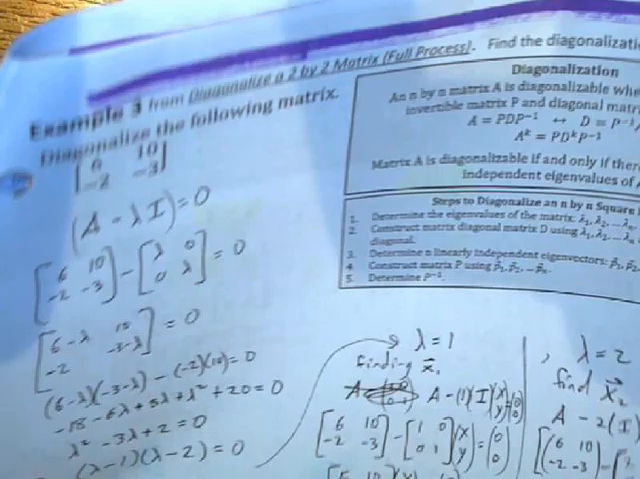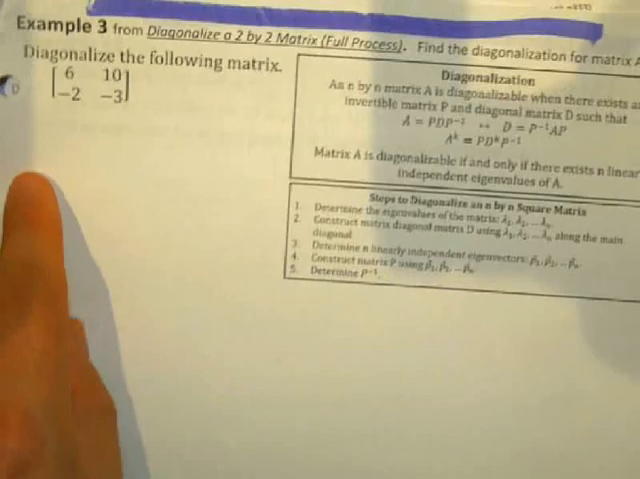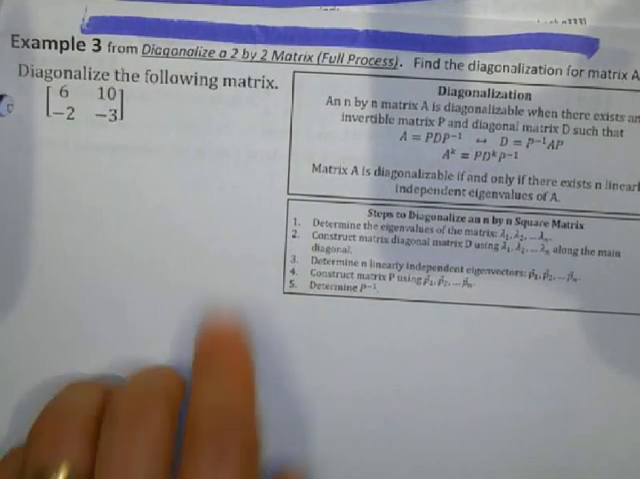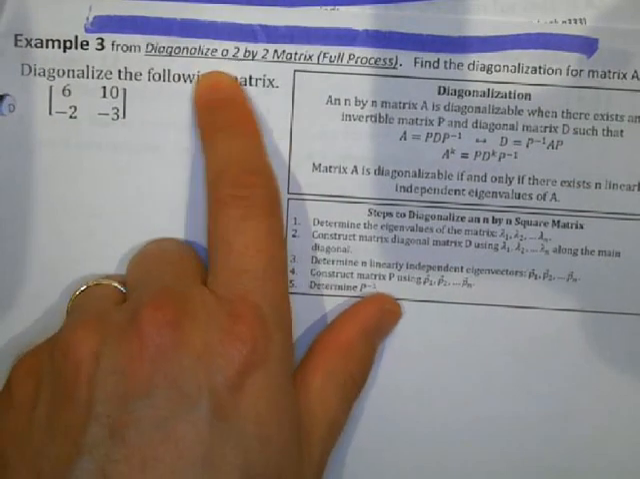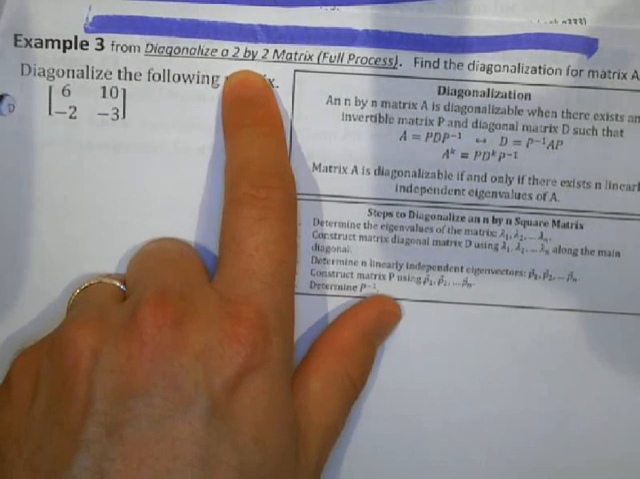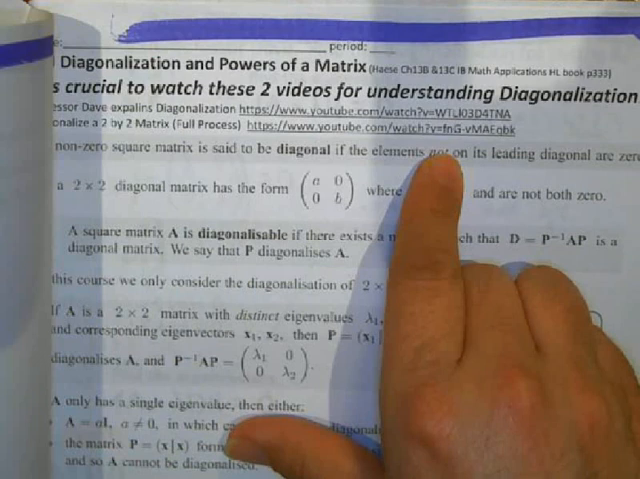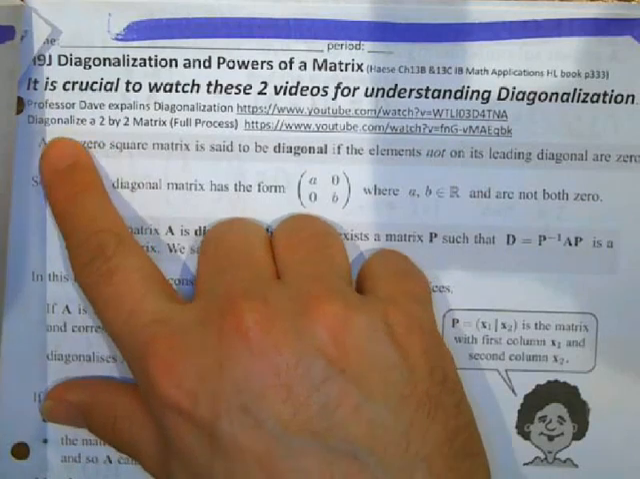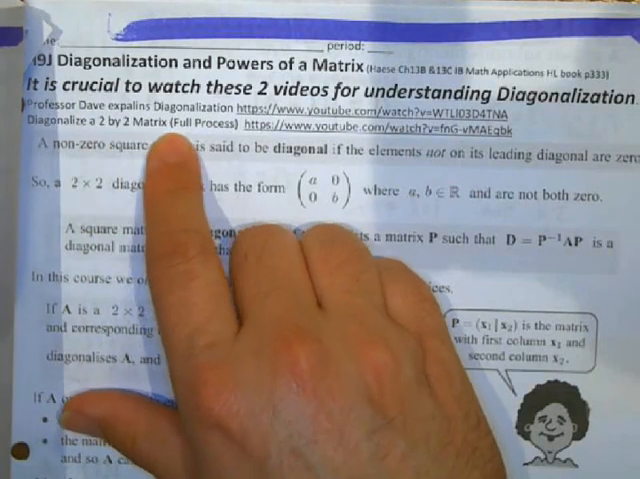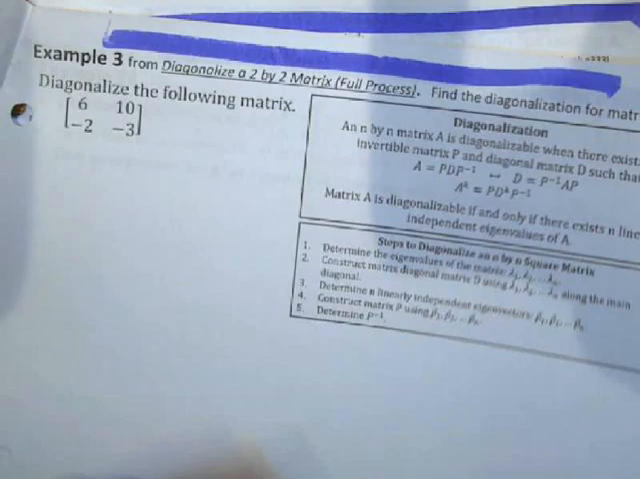Let's talk about example 13 first, because I don't want to waste your time. And that's the one that you don't have a video for. Okay. Example 3, you can watch the video from Diagonalize a 2 by 2 matrix full process, which is here. If this link doesn't work, simply go to YouTube and type Diagonalize a 2 by 2 matrix full process, and you will see this question. But let's do example 13.